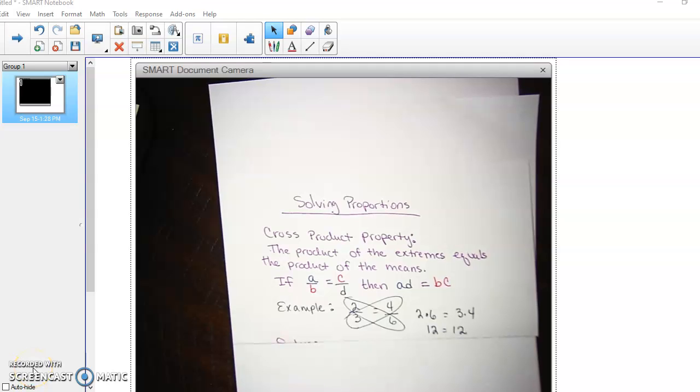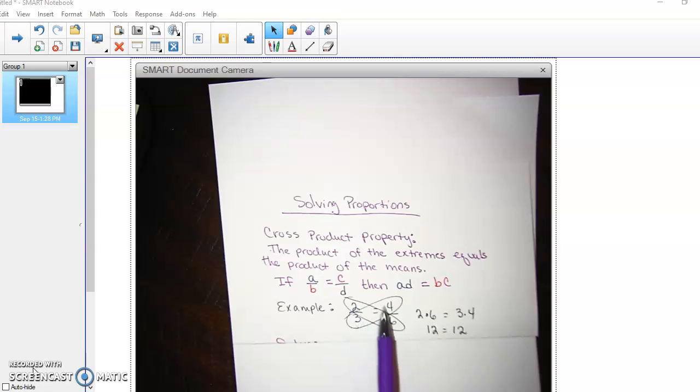Okay, so today you're going to be solving proportions. I have the cross product property here. It says the product of the extremes equals the product of the means. Okay? It says if A divided by B equals C divided by D, then A times D is equal to B times C. And I gave you an example using numbers.